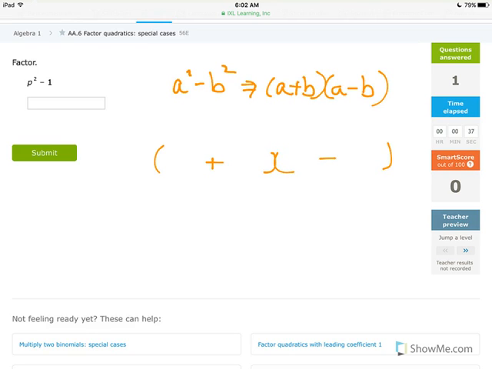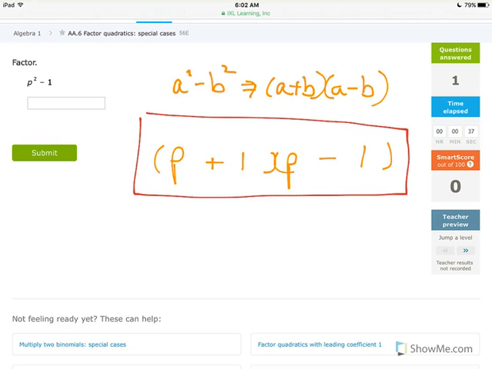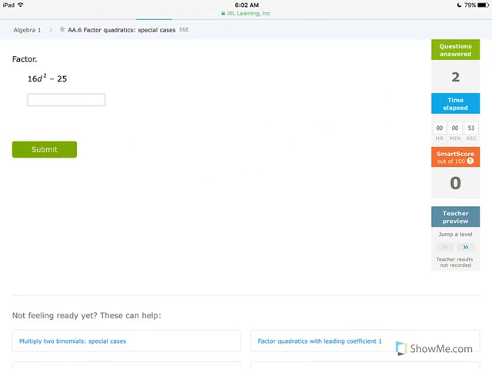And what are the square roots? So the square root of p squared is just p times p, and the square root of 1 is 1 times 1. So there are your two factors. These you cannot write as a binomial squared because they are two different factors. One's plus in the middle and one is minus in the middle.